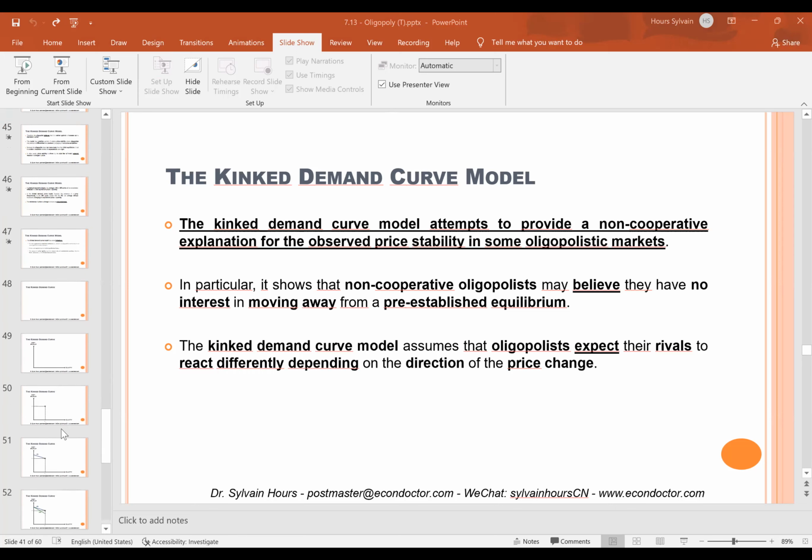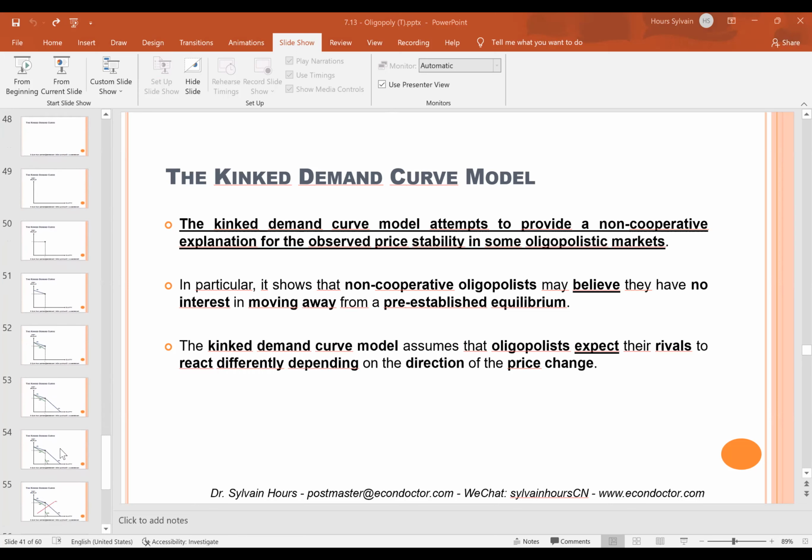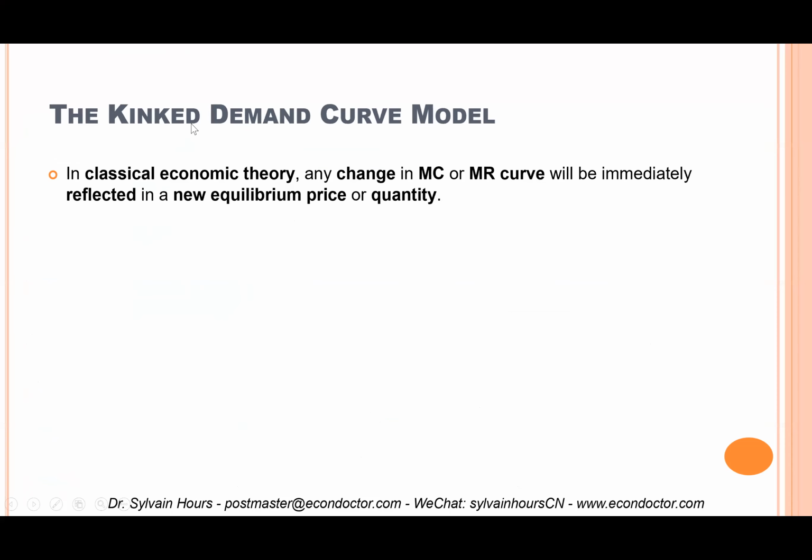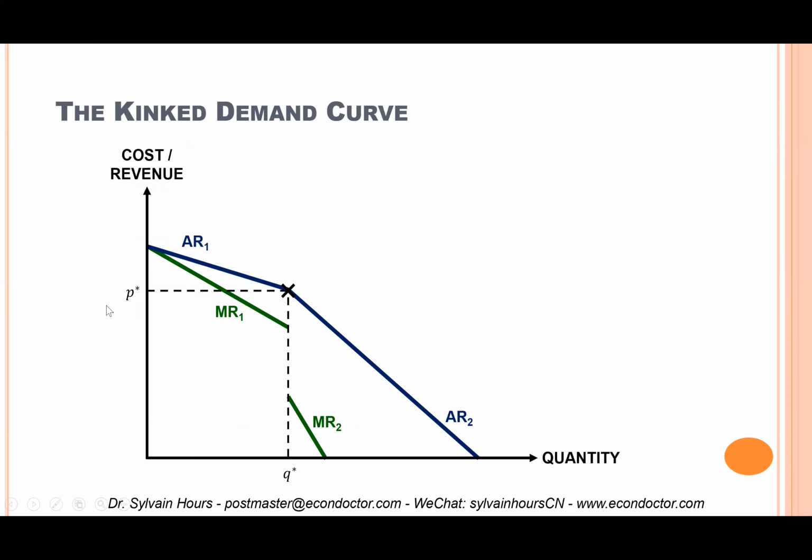And that's why the demand is going to look like that. You guys see it? It's going to look like that because we start from P star, the initial price, and above P star, I expect to lose many customers if I raise the price. So the demand is elastic, and below P star, I don't expect to gain many customers, so the demand will be more inelastic. So you see that there is a sudden change in slope at this initial equilibrium point. That's what we call the kink. So that's why we say the demand curve is kinked.